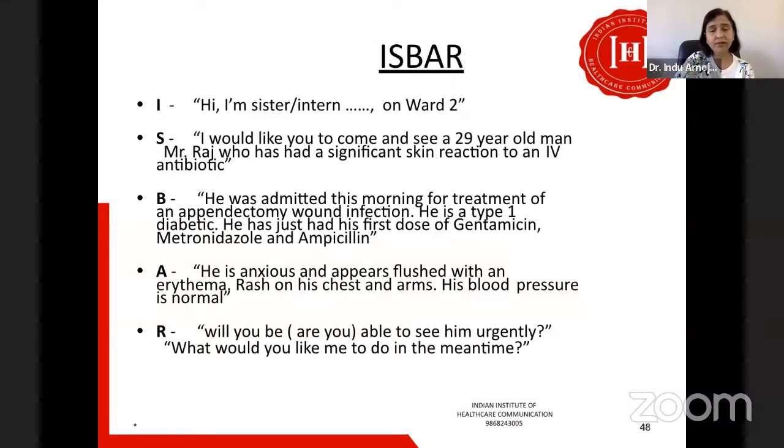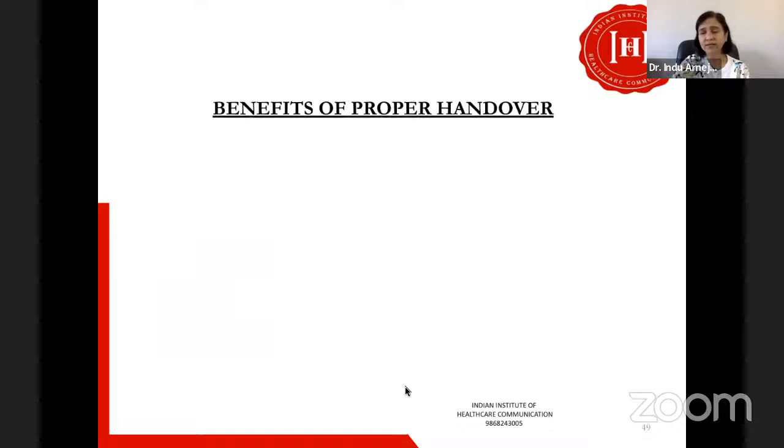He is type 1 diabetic because they are all related. And we were giving him his first dose of gentamicin, metronidazole, ampicillin. As your assessment, you are saying his vitals are normal, but he's anxious and appears flushed. And then you can also mention the family being agitated. And as a request or recommendation, you're asking, will you be able to come and see him urgently? Or what would you like me to do in the meantime? So when you communicate in this structured manner, you are likely to get better results.